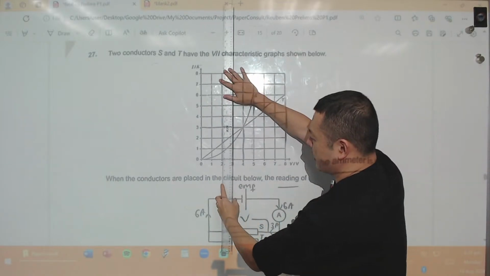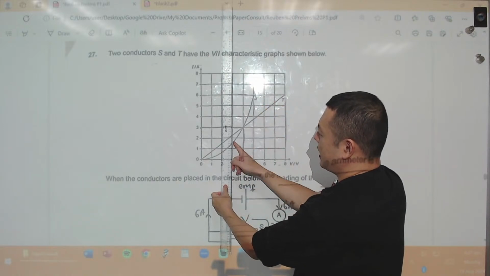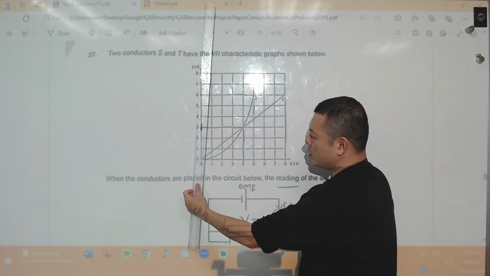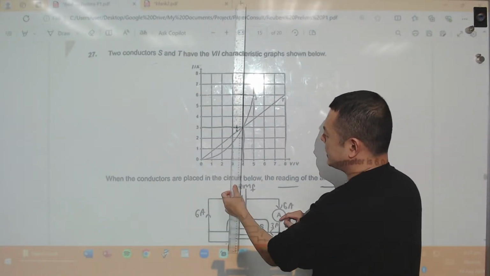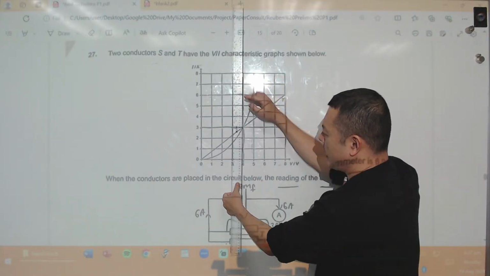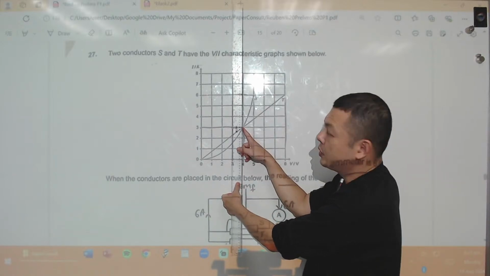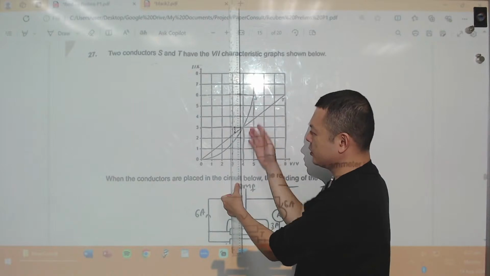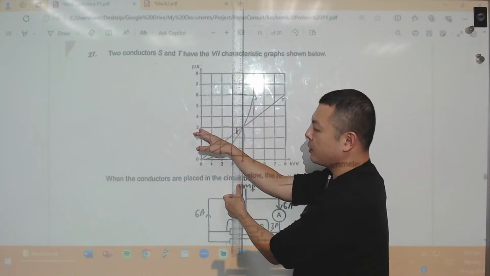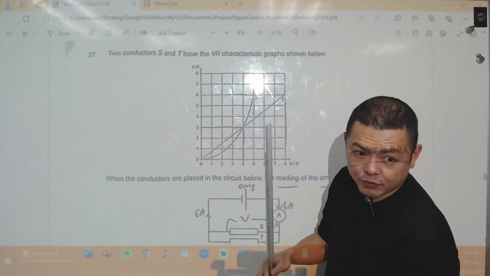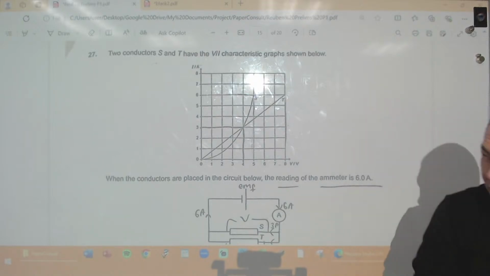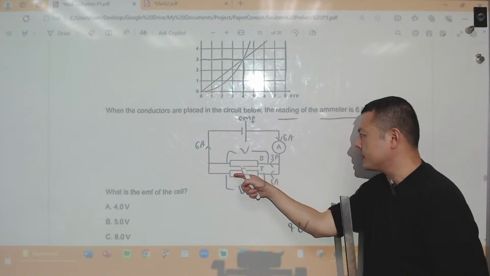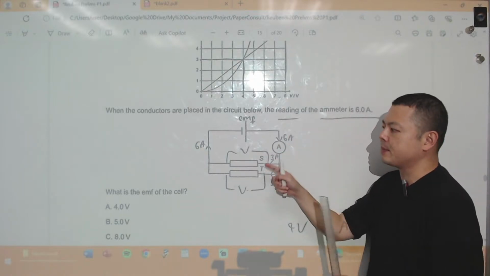Let's say, for example, put it at 3 here. Then that means S gets 3 volts and T gets 3 volts. You know what I'm saying? So when you go back and forth like this, you realize that at the point when both of them get 4 volts, both of them have 3 amperes. Because both have 3 amperes, the total current is 6 amperes. So that's the correct answer.